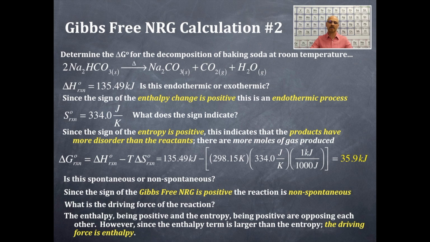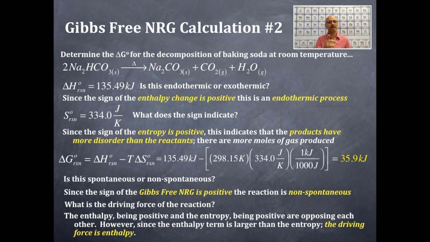Because they are of the same sign, they are opposing each other. However, since the enthalpy term is larger than the entropy term, the driving force here is enthalpy. Hopefully that made sense, because the enthalpy term is an endothermic process. That means that reaction is reactant favored, and the enthalpy, the delta H, is on the reactant side. That 135.49 kilojoules would be placed on the reactant side of this equation.